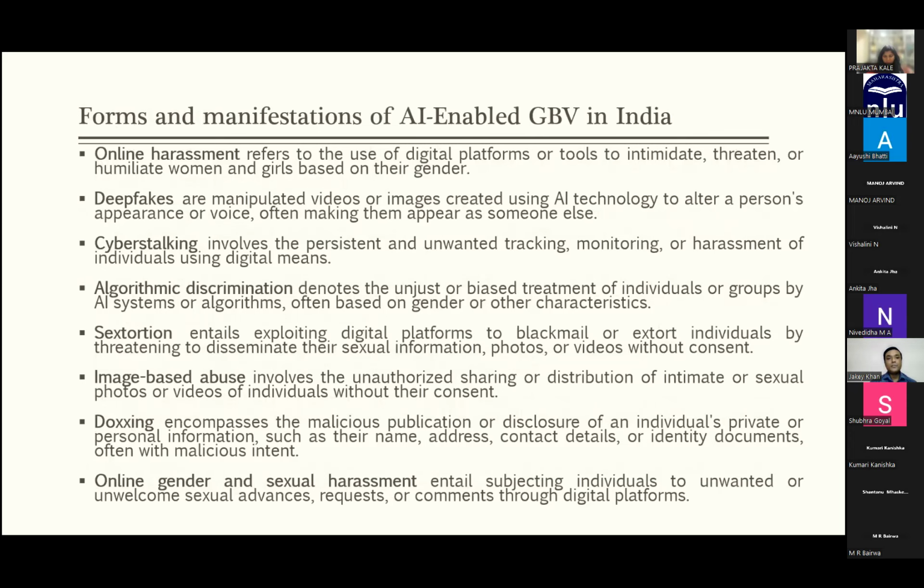So these are the actual forms and manifestations of AI-enabled GBV. First is online harassment, which refers to using digital platforms and tools to intimidate, threaten, or humiliate women. To a certain extent, with regard to cybercrime, this has already been addressed by the Information Technology Act 2000. Then we have deepfakes.